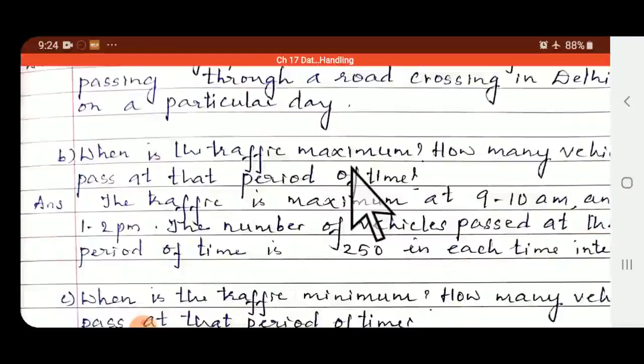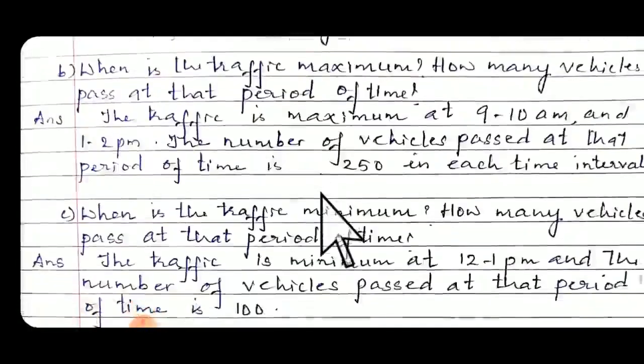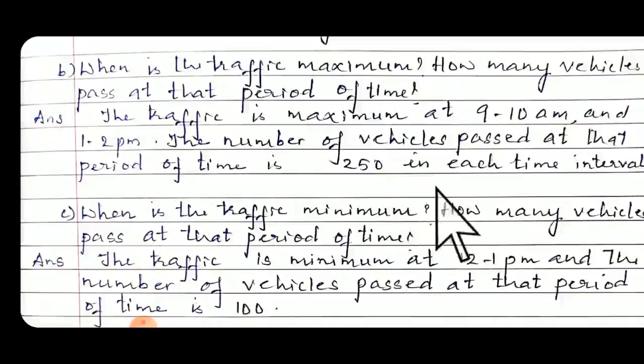Then question number 2. When is the traffic maximum? How many vehicles pass at that period of time? See, maximum means more number of vehicles passing. The maximum traffic is at 9 to 10 am and 1 to 2 pm. The number of vehicles passed at that time is 250. 250 vehicles are passing between the time 9 to 10 am and 1 to 2 pm.